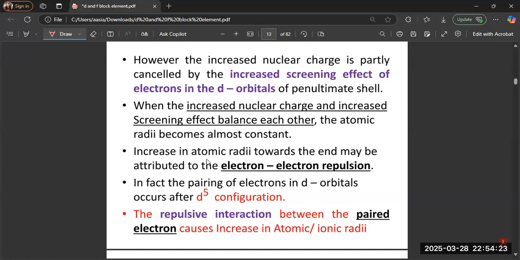However, the increased nuclear charge is partly cancelled out by the increased screening effect of electrons in the d orbitals, right? When the increased nuclear charge and increased screening effect balance each other, what will happen? The atomic radii becomes almost constant. So when the nuclear charge increases, the screening effect also increases. So these will balance each other, and the atomic radii becomes almost constant. Neither will it increase nor decrease.